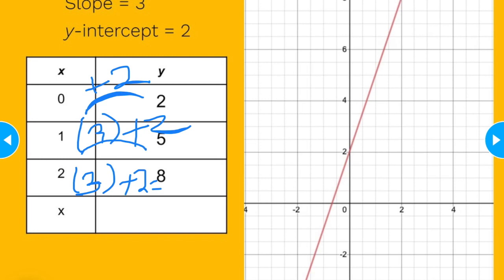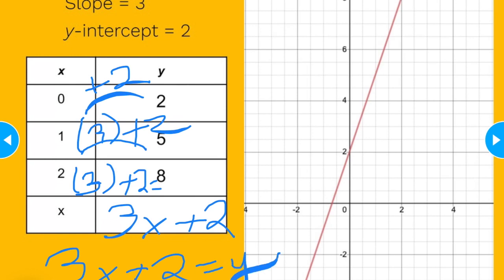So our equation is x times 3 plus 2. And we can actually turn that into an entire equation by writing 3x plus 2 will equal y. In this way, we can put in any value for x, solve the equation, and we know the value for y. And we know it will be a point on the line.